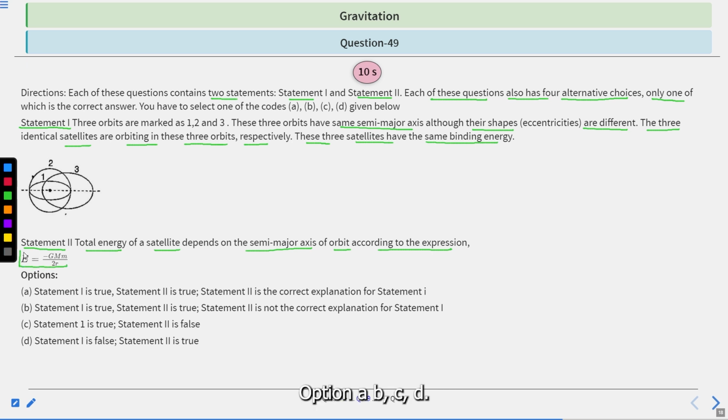Which option is correct? Option A, B, C, D. Which one is correct? You have 10 seconds to solve this question. After 10 seconds, we will provide the solution.